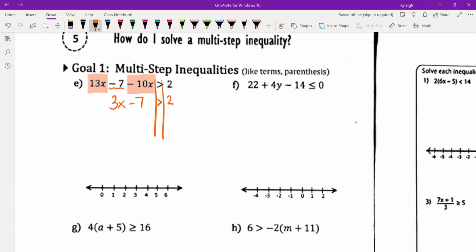And now it's just like lesson 4, where you do the opposite of subtraction. Add 7. You get 3x. 2 plus 7, oh, I just gave the answer, is 9. And then we divide by 3. And you get x is greater than 3. So open circle, go in that direction.